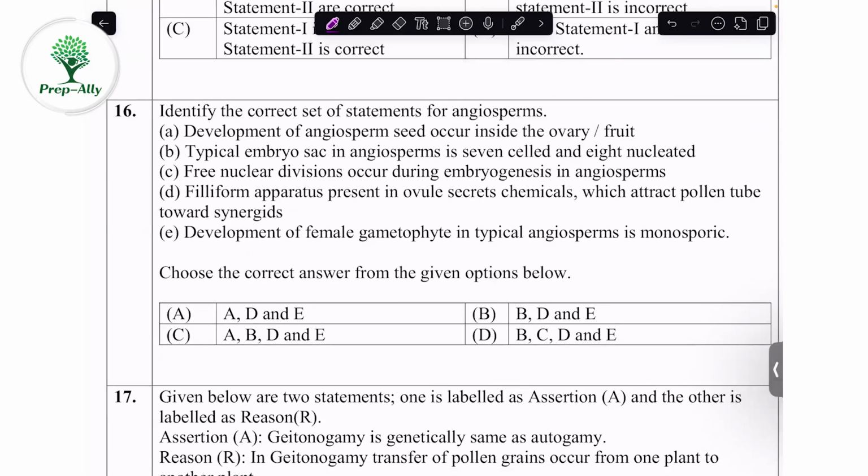Identify the correct statement of angiosperms. So it's about the angiosperm. You have to identify. Okay.